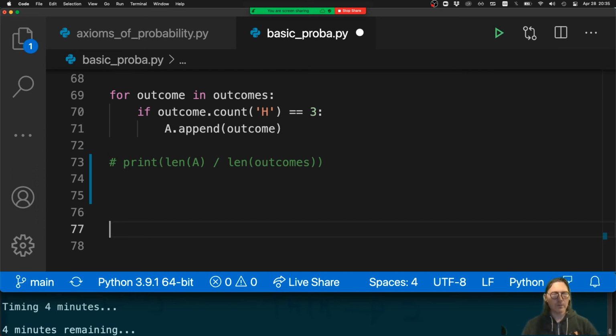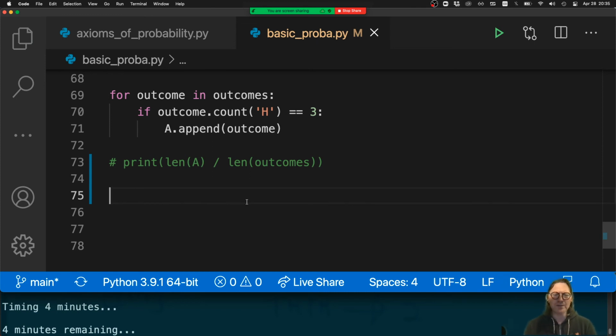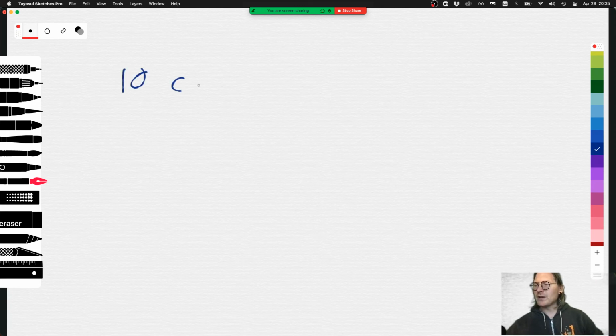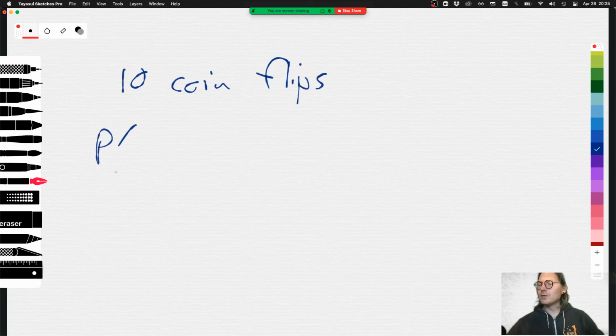Let's think about a special case of this where maybe you won't need to use counting, okay? And this is kind of a lead-in to basic probability, actually. So let's think of 10 coin flips. So 10 coin flips. What is the probability of getting all heads?